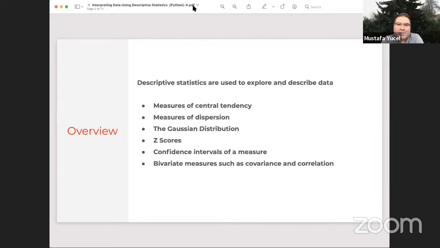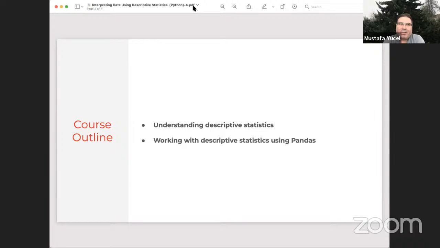Today, we will talk about descriptive statistics used to explore and describe measures of central tendency. And then we will talk about measures of dispersion, the Gaussian distribution, z-scores, confidence intervals of measure, and bivariate measures such as covariance and correlation. I think you have knowledge about those things, but we will talk and then we will go through our Python notebook. As I said, we will try to understand the descriptive statistics, and then we will work with descriptive statistics using pandas.